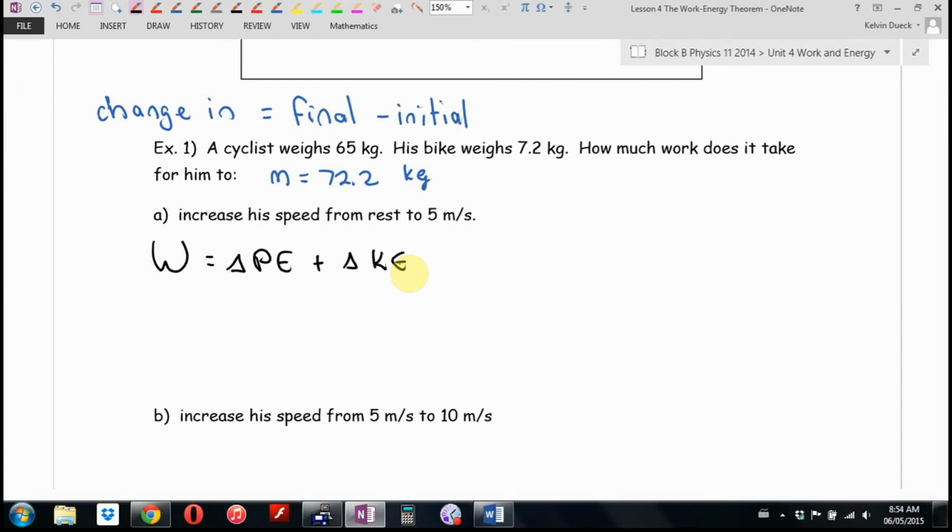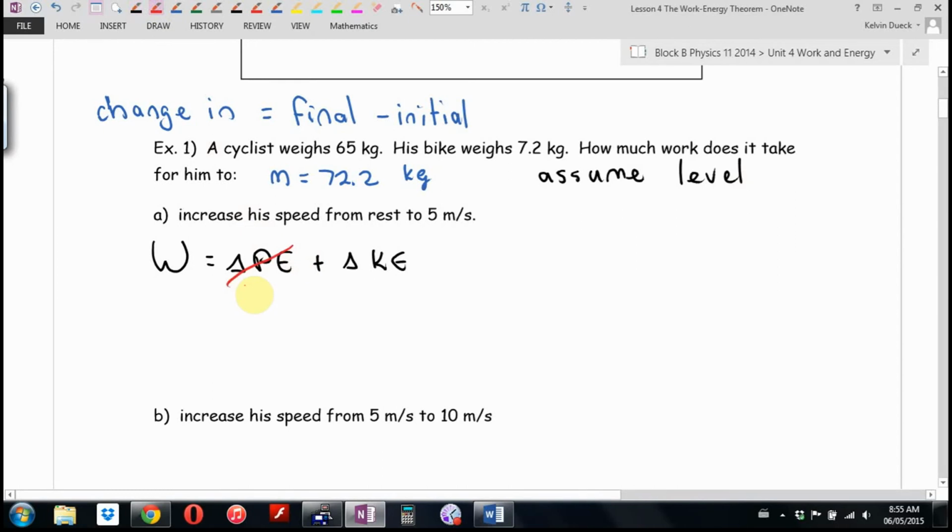Is this question suggesting, remember, potential energy is mgh. If there's a change in height, there's a change in potential. Read the question. Are they suggesting any kind of hills or change in height? Okay, so we're going to make a little note here. We're going to assume that he's riding on level ground. So what's the change in potential energy going to be? 0, because the final and the initial will be the same.